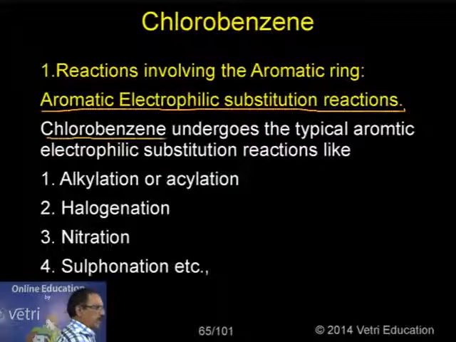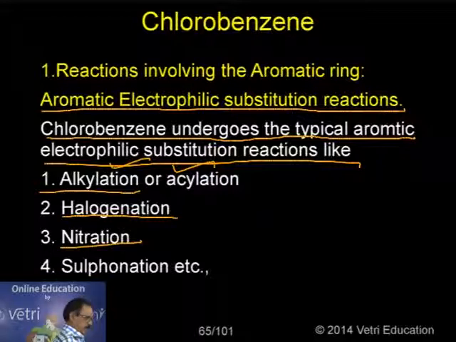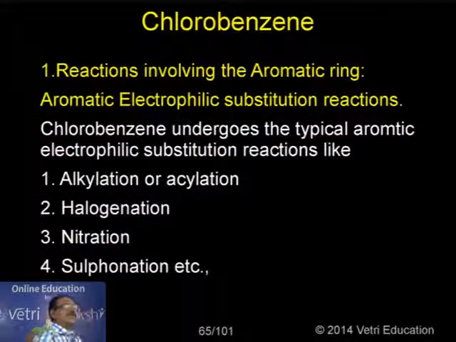Chlorobenzene undergoes the typical aromatic electrophilic substitution reactions like 1. Alkylation or acylation, 2. Halogenation, 3. Nitration, 4. Sulfonation, etc. So these are the ones we commonly study under aromatic electrophilic substitution reactions. I will discuss these under chlorobenzene.